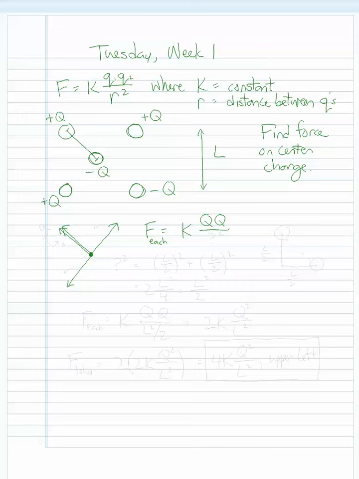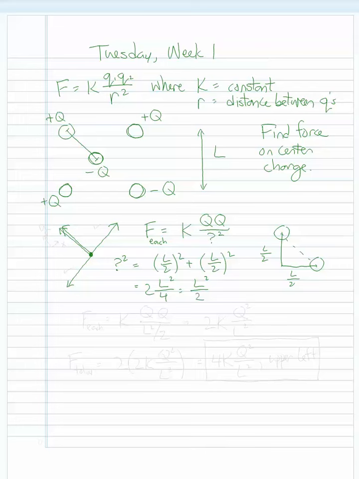If I use the Pythagorean theorem to find the distance between them, I'll call this distance question mark squared, so question mark squared is equal to L over 2 squared plus L over 2 squared. Between any two charges, I have L over 2 and L over 2. So this is the same thing as 2 times L squared over 4, which is L squared over 2.